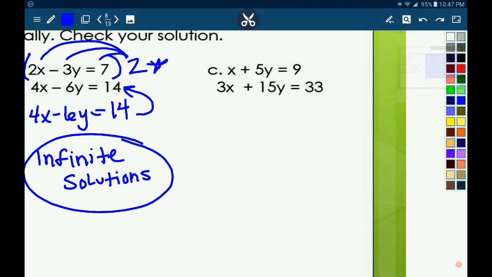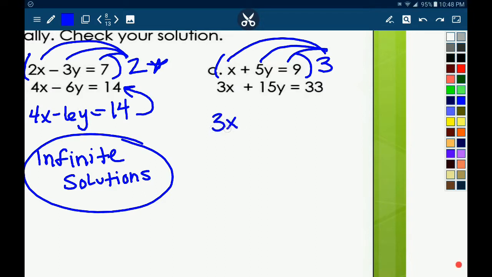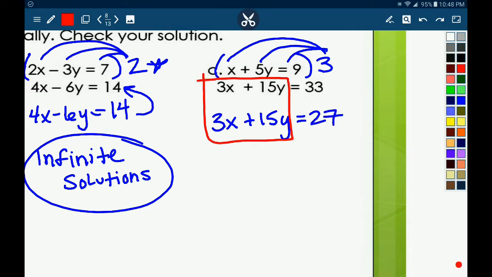And lastly, part C, again, I'm seeing between the x's, it looks like I can take the first one and multiply it by 3 to get the second. In the y's, it looks to be the same pattern. 5 times 3 is 15. However, 9 times 3 is not 33. Let's actually multiply the first equation by 3. That means we need to multiply all of the terms in that equation by 3. So we'd get 3x plus 15y is equal to 27. Now, since the left sides match, but the right sides do not, that means this is going to be another no solutions.